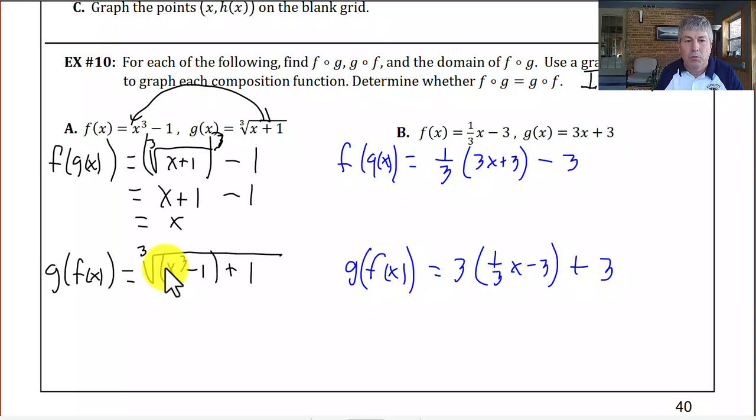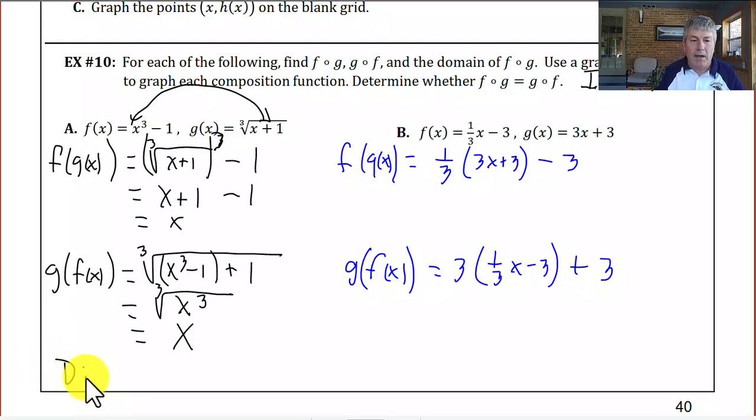So the cube root of x cubed minus 1 plus 1. And simplifying the inside, we get the cube root of x cubed, which is simply x again. So our domain is all real numbers. And f of g is indeed equal to g of f.